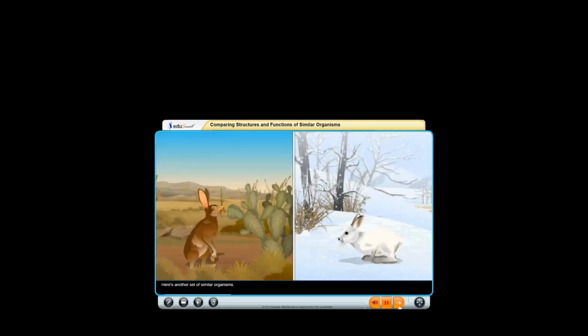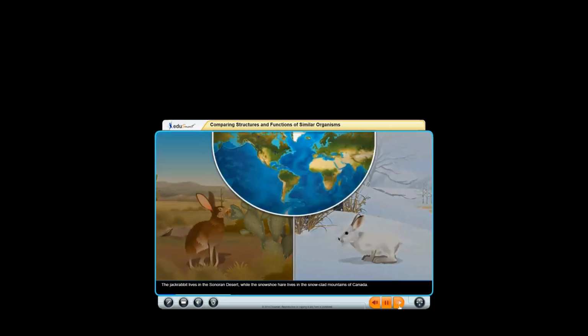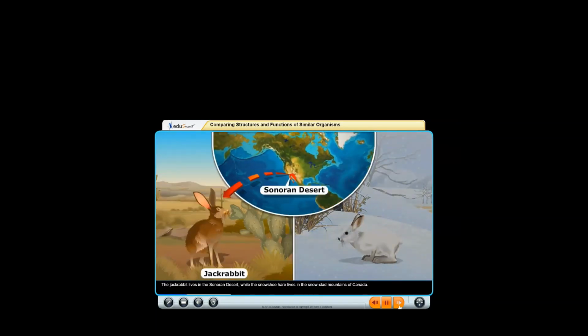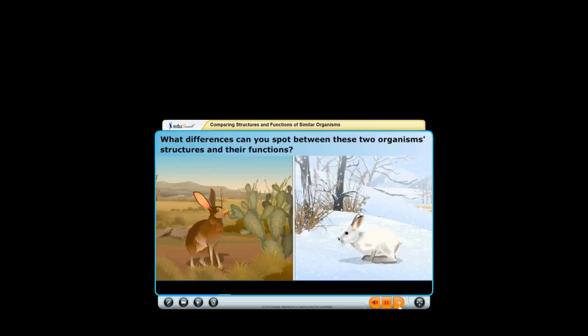Here's another set of similar organisms. The jackrabbit lives in the Sonoran Desert, while the snowshoe hare lives in the snow-clad mountains of Canada. What differences can you spot between these two organism structures and their functions?